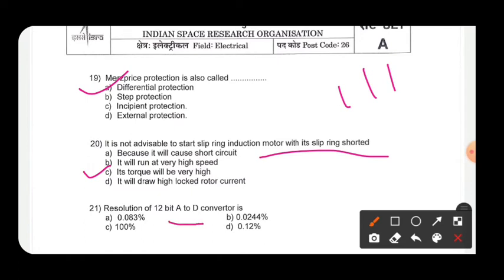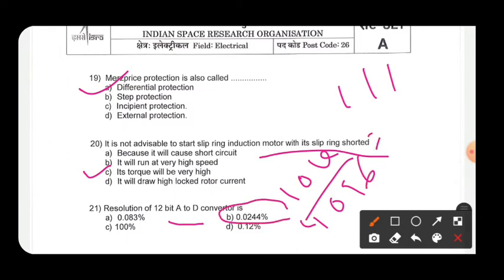Next is the resolution of a 12-bit analog to digital converter, okay. So just simple, you have to put the values. Just take the analog to digital converter, the voltage here is 10 volt, okay, and one part resolution is 1/4096, okay, so then you will get 0.0244%. So this is nothing but the resolution of the analog to digital converter, okay.